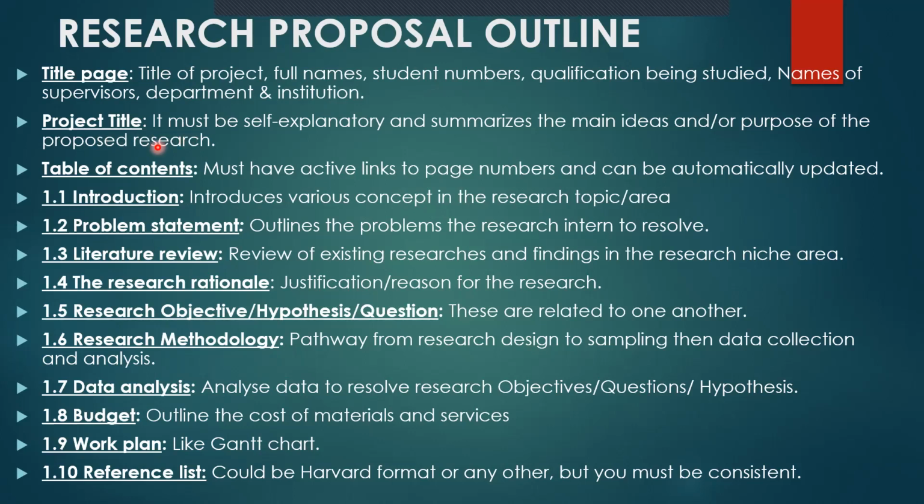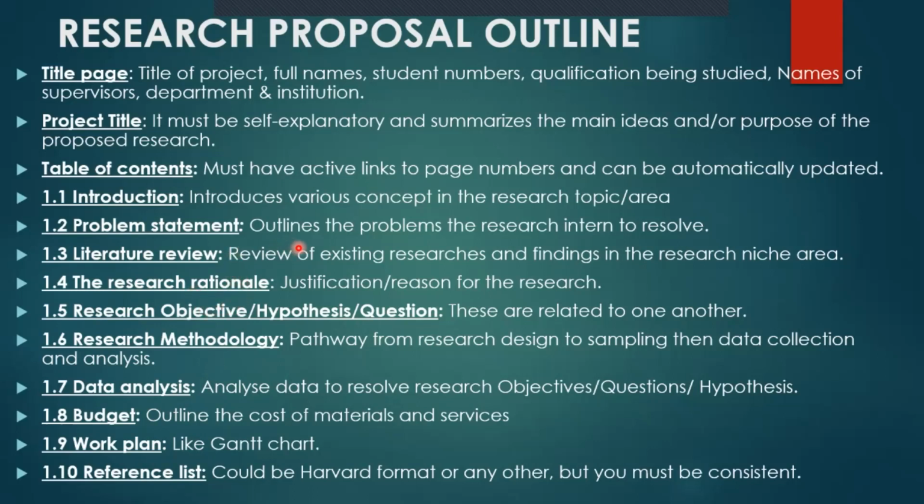So now we are assuming that you've got a research title, and now is the time to write a proper research project. So you must have a title page, and you must include the project title on that title page. Then the document that you are producing must have a table of contents. And you must have an introduction, problem statement, literature review, the research rationale, the research objective, hypothesis or research question, the research methodology, data analysis. You must have a budget, a work plan, and a reference list.